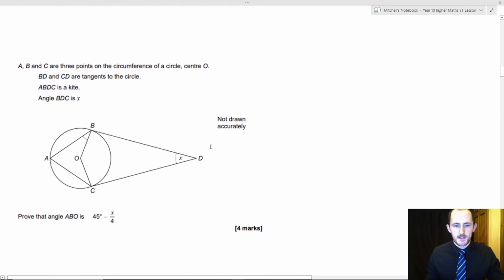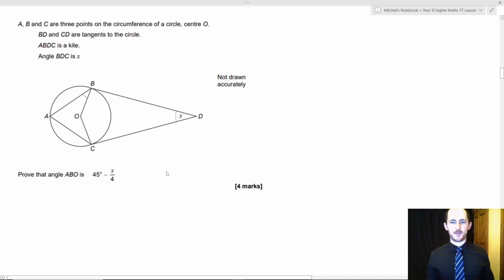Okay, so this is where things get a bit more interesting, right? When we have this weird looking spaceship design. So, A, B and C are points on the circumference. B, D and C, D are tangents to the circle. A, B, C, D is a kite. Honestly, the A, B, C, D is a kite thing, not really relevant. But if you remember with a kite, A, B, C, D, it means that this is going to be a symmetrical design, right? So the angle at B is the same as the angle at C and so on. Not super relevant, but still, it's x.